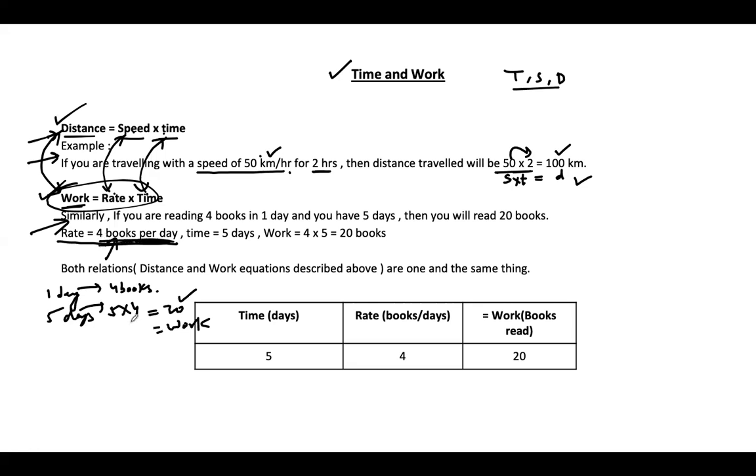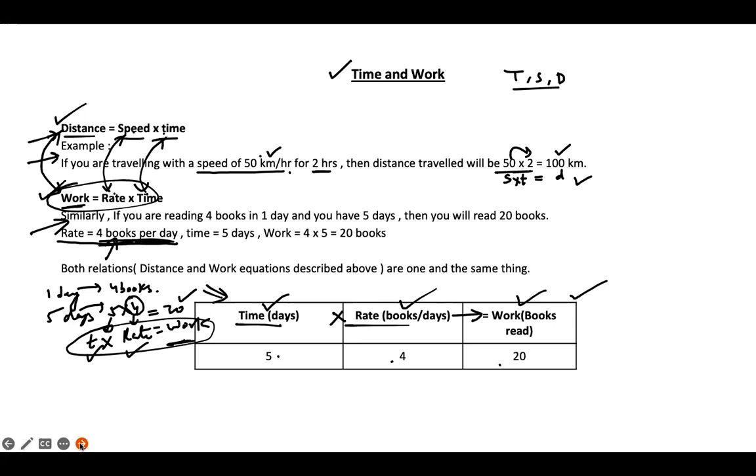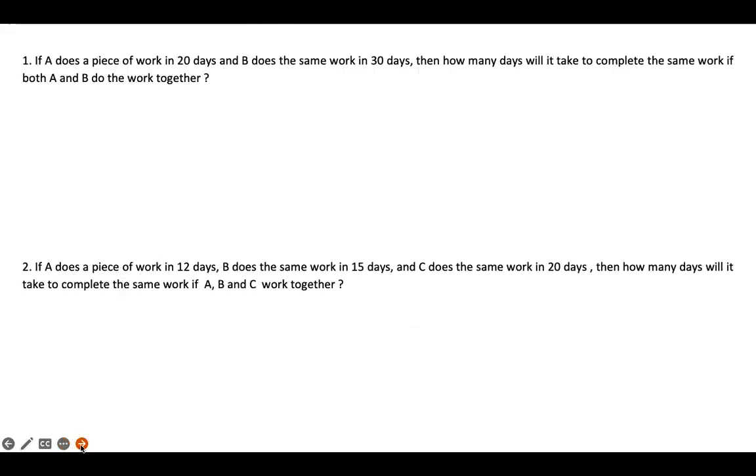And you were reading 4 books per day, so this was your rate, and 5 is the time taken. So time into rate is equal to work done. While we are solving questions, we may denote the information like this: time into rate is equal to work done. So 5 into 4 is equal to 20. Is this point clear to everyone? Everyone say yes or no? Yes, sir. Okay.